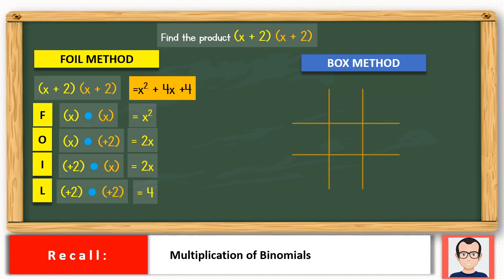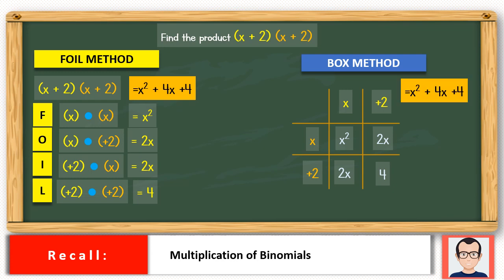Here we put the terms in their respective cells. Then we multiply based on the intersection of two cells. Then same thing that we did. After getting the product, we combine like terms, and we will still arrive at the same result. So that's one beauty of math. We can have different approaches, and you will still arrive at the same answer.